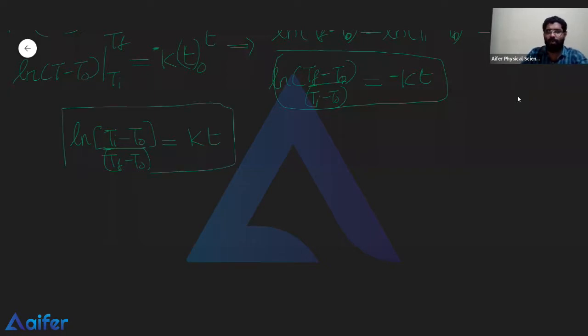So this is Newton's law of cooling. Always keep in mind what is Ti, the initial temperature of the body, what is Tf, the final temperature of the body. T0 is the temperature of the surrounding. Okay. So I would like to conclude this session with one question.